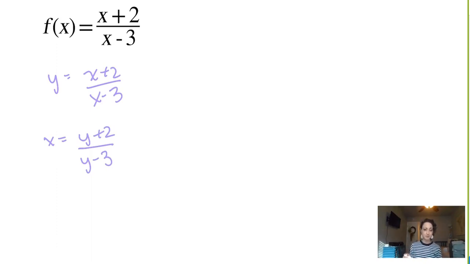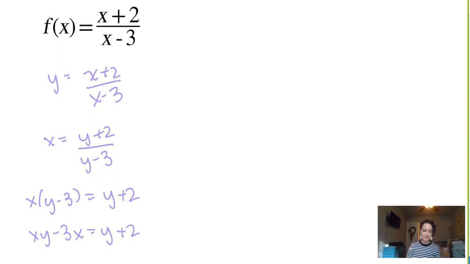Go ahead and multiply both sides by y minus 3. So this is going to be x times y minus 3. And when I multiply the right-hand side, I just am left with y plus 2, right? Okay, let's go ahead and distribute that x. So I get xy minus 3x equals y plus 2. Now, what am I trying to solve for again? We're trying to solve for y.